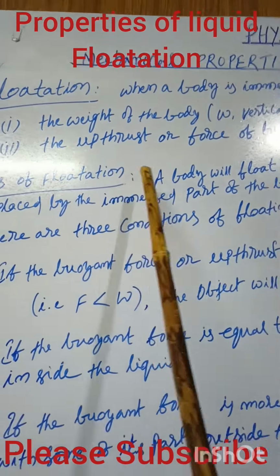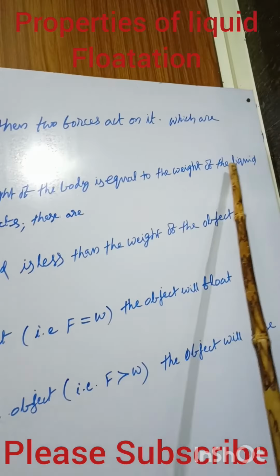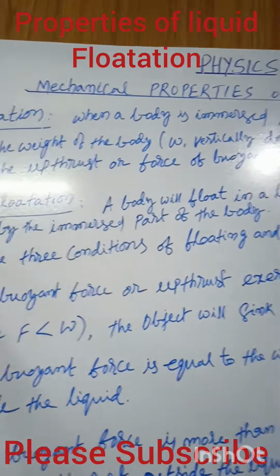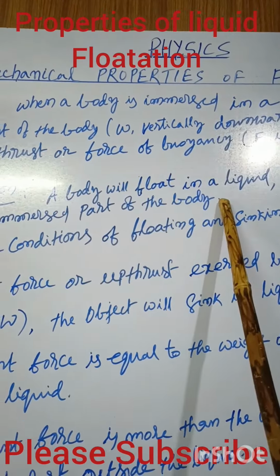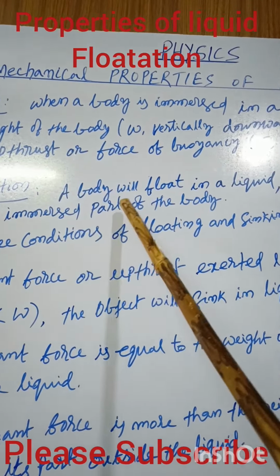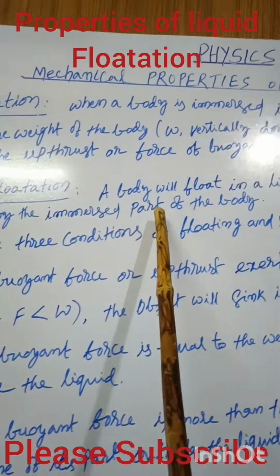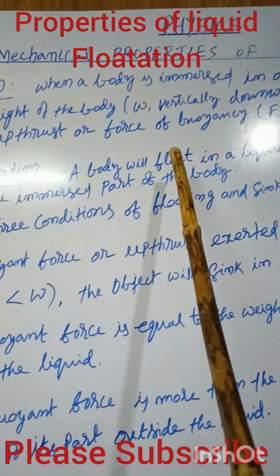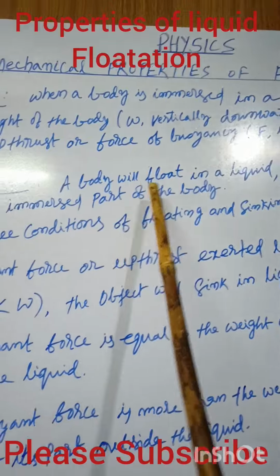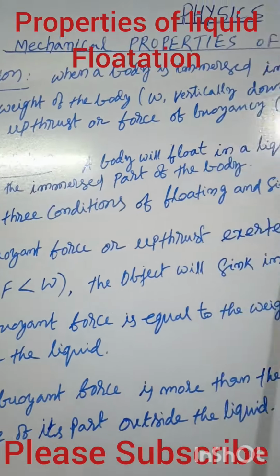So, laws of flotation. A body will float in a liquid if the weight of the body is equal to the weight of the liquid displaced by the immersed part of the body. When a body is put in a liquid, it will go down some part, so that part of the liquid will be spilled out of the container. According to how much of the liquid is displaced, three conditions will exist.